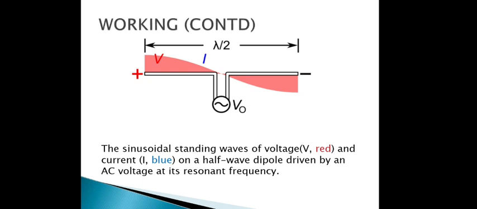Here the cumulative effect of this produces a varying field, which gets radiated in the same path, and the effective radiation follows the cycles of the AC voltage pattern. So here the half-wave dipole radiates effectively. So what is the radiation pattern? The sinusoidal standing waves for V are indicated by red, and current by blue, on the half-wave dipole driven by an AC voltage at its resonant frequency.